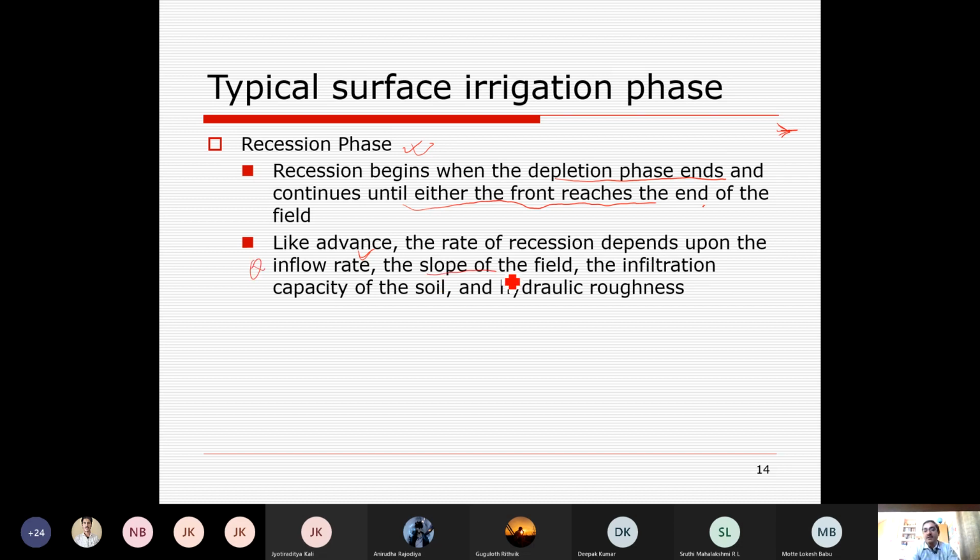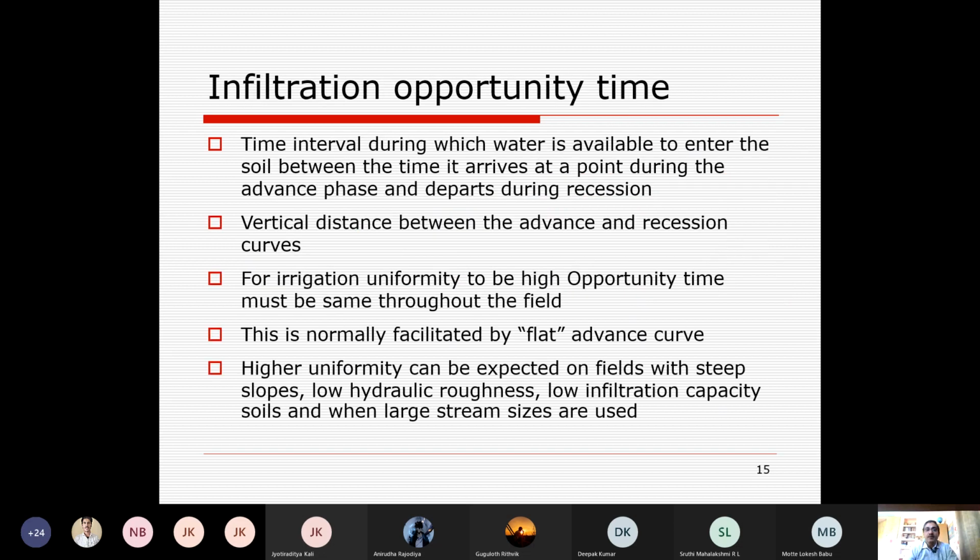The slope of the field is also important. The reason being, it is important in advance, and so in the recession phase as well, because if there is more slope, it will finish fast. Then the infiltration capacity of the soil, how fast it is infiltrating, so depleting water is immediately reduced or finished. And the hydraulic roughness, or simply roughness of the soil. So these are the characteristics behind designing an irrigation method, especially as we are talking about the surface irrigation method.